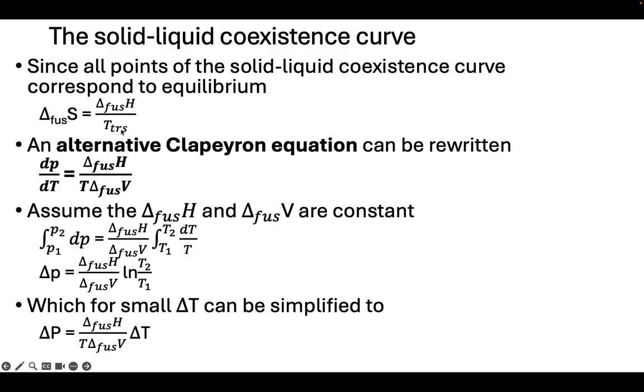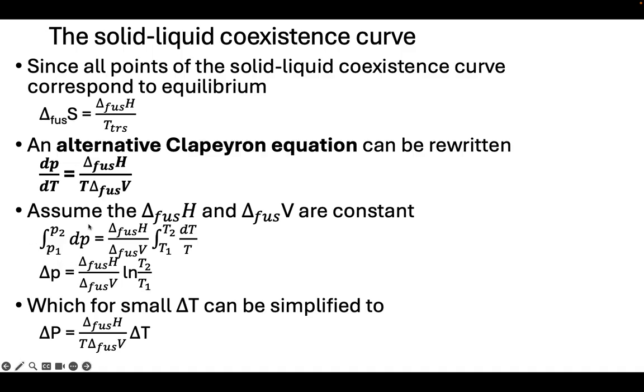So we're going to modify the Clausius-Clapeyron or the Clapeyron equation by, instead of using delta S, using delta H over T. So now this slope, delta P over delta T, is delta H over T delta V. And we're going to assume that these enthalpy changes and volume changes are constant over the range where we want to find the slope, so they're not changing very much.